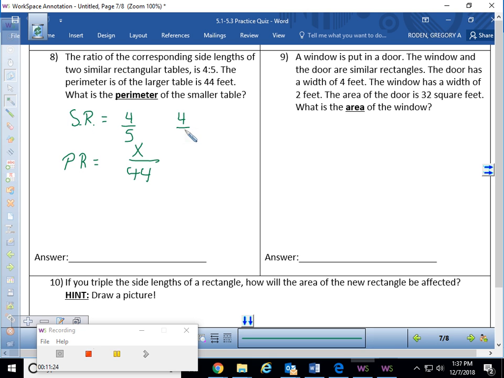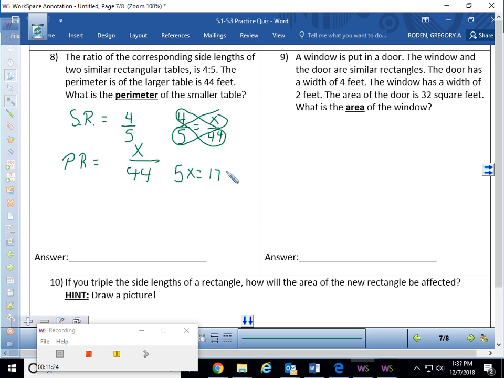So this is going to be 4/5 equals X over 44. Okay, now when we solve a proportion, we cross multiply. So we have 44 times 4 and X times 5. Well, X times 5, that's 5X. And what is 44 times 4? Is that 176?